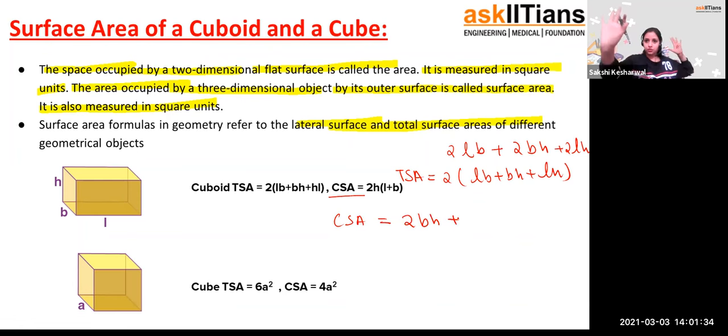And front and the back? Front and the back is 2LH, right? So 2 times LH, right? So you can take that 2H is common, then L plus B. This is a formula.